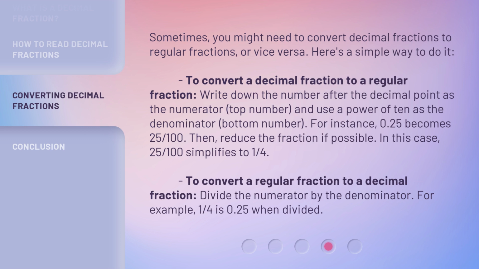To convert a regular fraction to a decimal fraction, divide the numerator by the denominator. For example, 1/4 is 0.25 when divided.